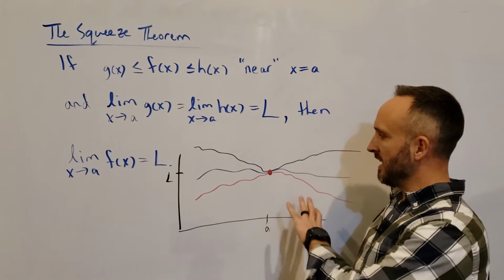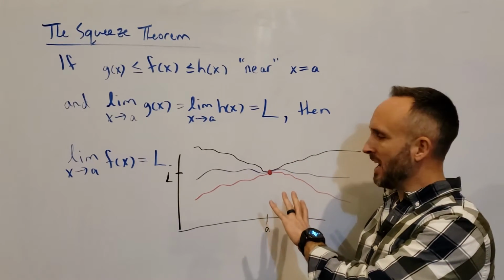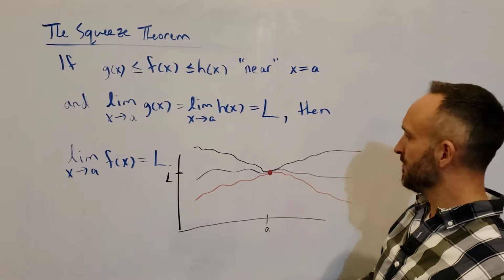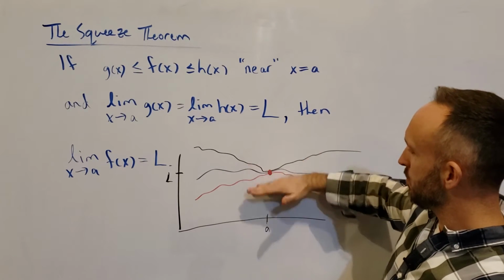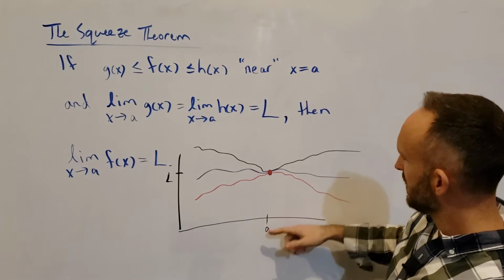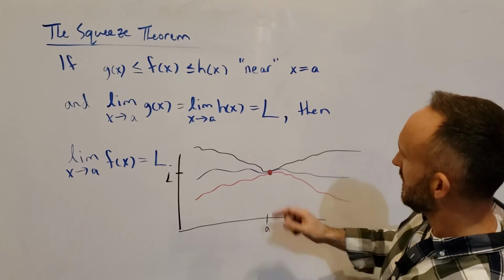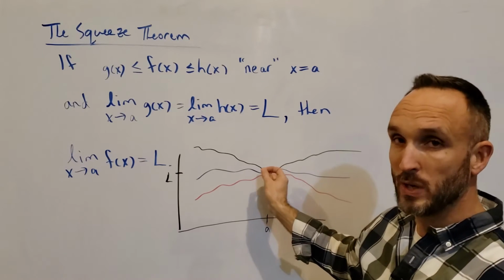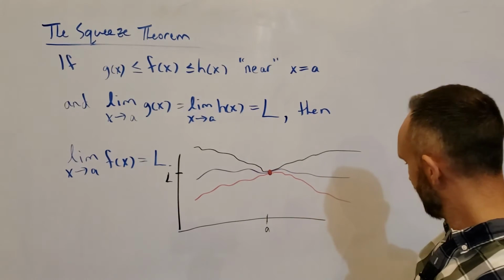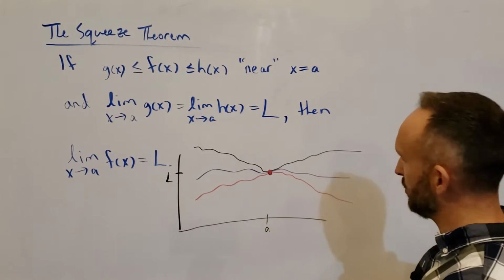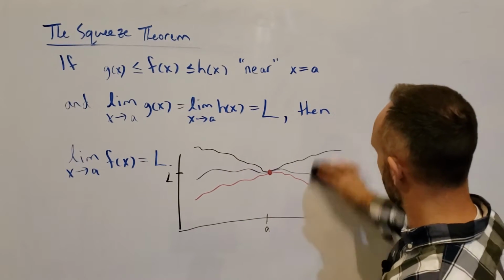Now, this is not a one-size-fits-all diagram. It's just a quick illustration of if one function is between two other functions near this x value, and the limit of the upper function equals the limit of the lower function, then the limit of the function between should be the same as well. So let's see a couple examples of applying the squeeze theorem.